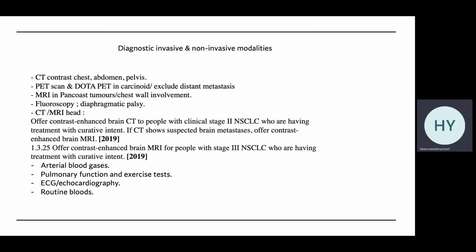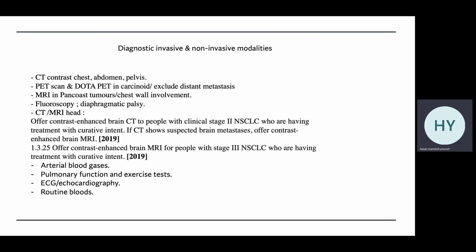Patients with carcinoid tumors will have another type of PET scan, and sometimes an MRI liver as well, to exclude distant metastases. Patients with a pancreas tumor or superior sulcus tumor, and patients with expected chest wall involvement, should have an MRI to give a clear idea whether there's chest wall involvement, which will require a more invasive procedure to resect the ribs and resect and reconstruct the chest wall. So this has to be identified beforehand.